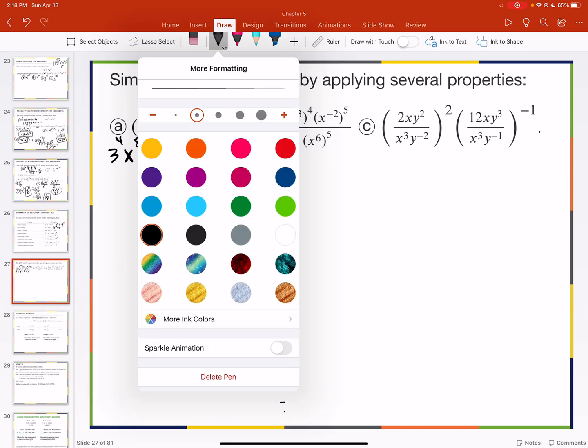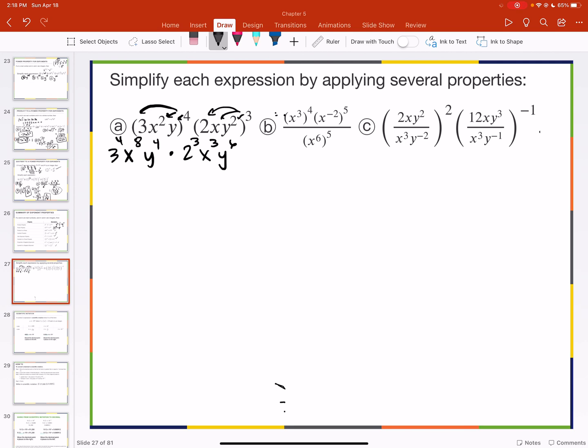So now, let's combine this. 3 to the 4th power is 81 times, and then the numerical part, let's just move it over, 8 times, and then you have x to the 8th times x to the 3rd, that's x to the 11th power, and then y, 4 plus 6 is 10. So now this is going to be 648 x to the 11th, y to the 10th power.